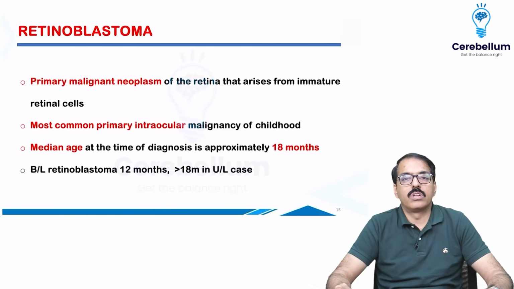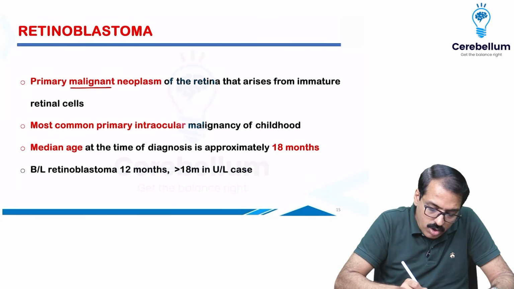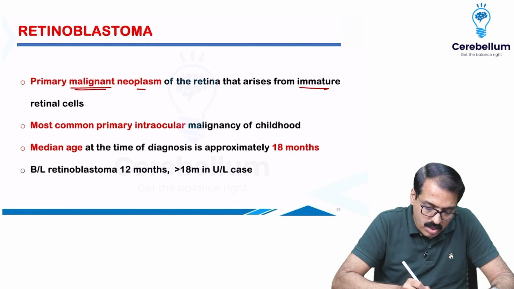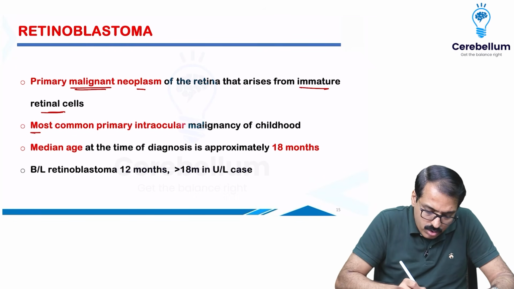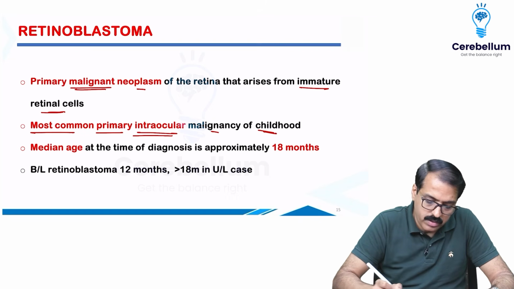Okay. Moving on to the next disease, which is retinoblastoma. Retinoblastoma is a malignant neoplasm of the immature retinal cells. It is the most common primary intraocular malignancy of childhood.